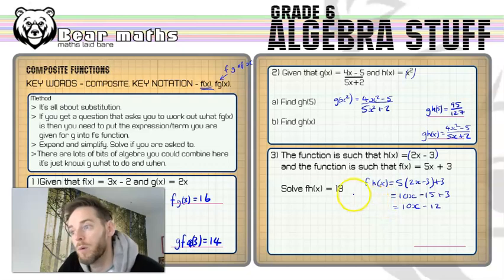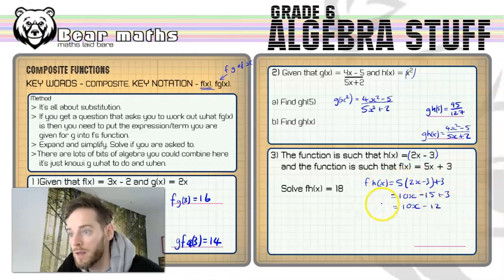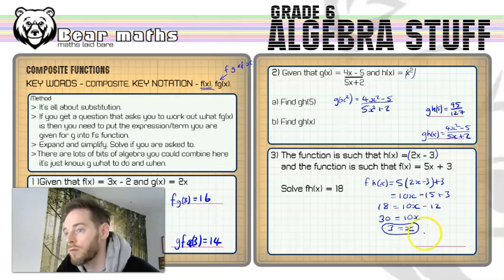Okay, and remember that we were solving this one. So we've got a value for f(h) of x, and f(h) of x is all of this. f(h) of x is also 18, so we're just going to put the 18 where the f(h) of x was. And then we're going to solve this as a two-step equation. We add 12 to both sides. That leaves us with 30. Then we divide both sides by 10. That leaves us with 3. So we've solved it. We found that x equals 3.